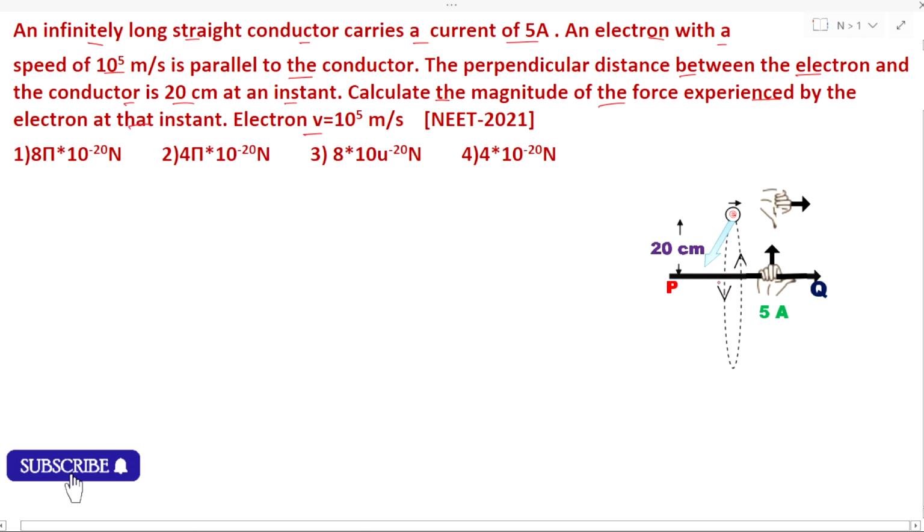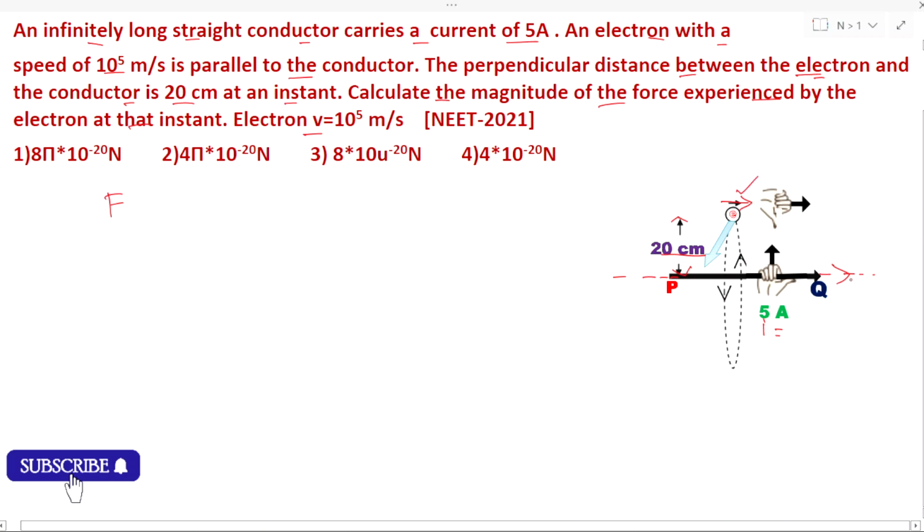Now let us see what he gave. He told that this is an infinitely long straight conductor, and a current of 5 ampere is flowing through the conductor. I is equal to 5 amperes. And an electron is moving parallel to the conductor. This is the electron, moving parallel to the conductor. The perpendicular distance between the electron and the conductor is 20 centimeters. What did he ask us to calculate? He asked us to calculate the force experienced by this electron.